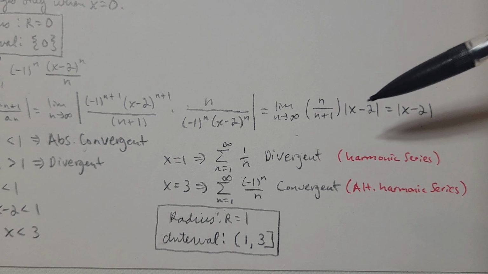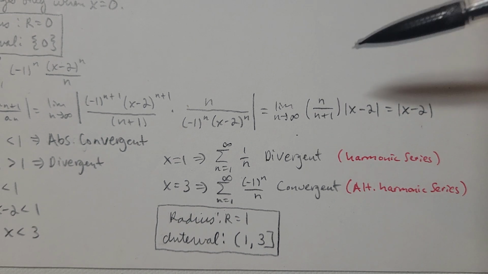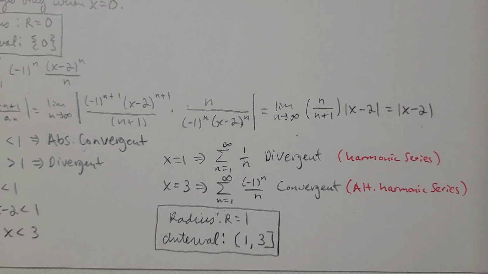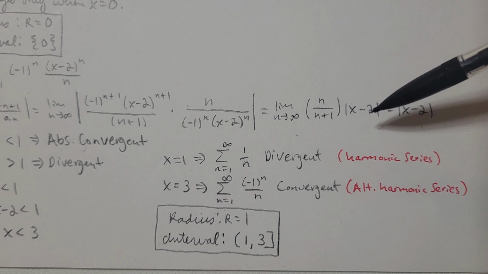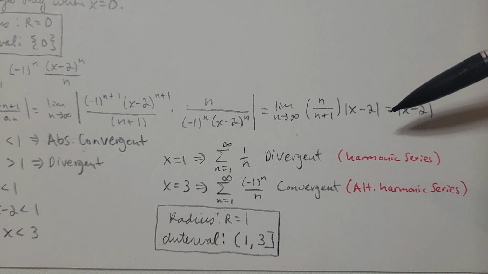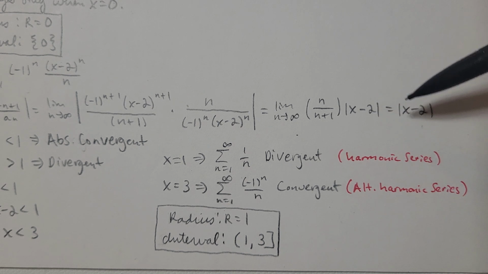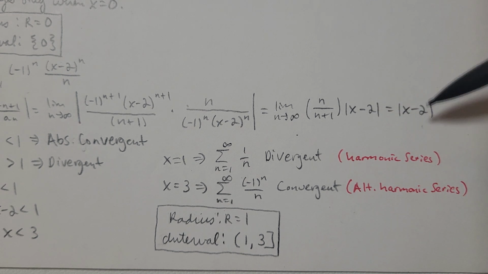Now n is approaching infinity. So the limit as n approaches infinity of n divided by n plus 1, that's going to be 1. And x minus 2, that's a constant, right? The limit is in terms of n. So the limit of a constant is always a constant. So I get the absolute value of x minus 2.